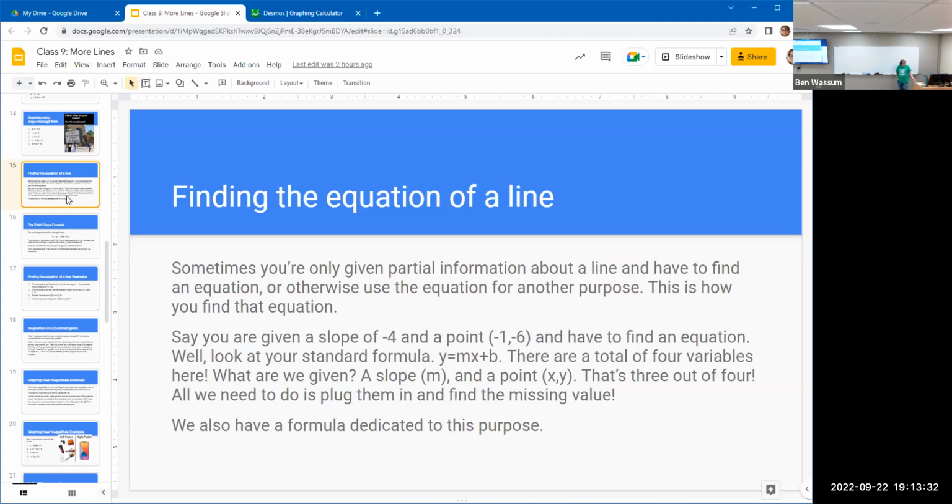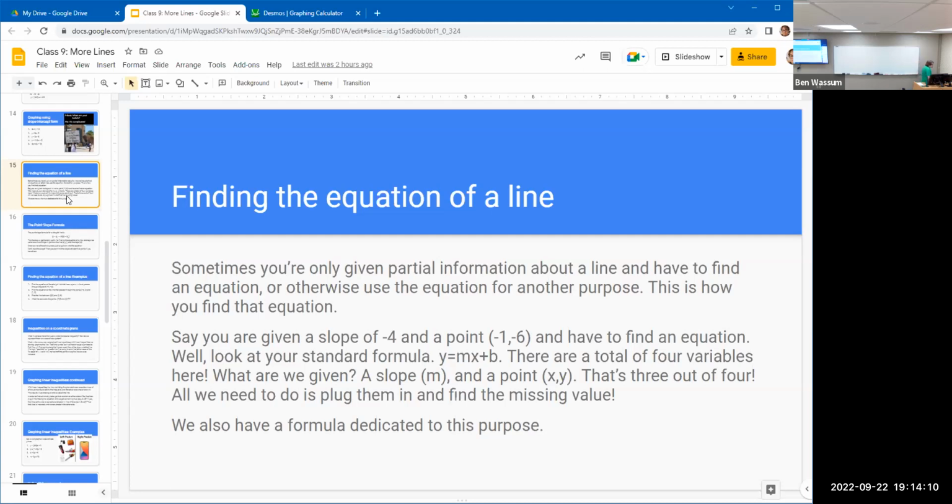Say you're given a slope of -4 and a point, (-1, -6), and you have to find an equation, right? Well, look at the slope-intercept form. There are two methods of doing this. I decided for this class I was going to show the more accepted method, but I have seen teachers do what's on this slide. If you look at that formula, there are four variables, right? Y, M, X, and B.